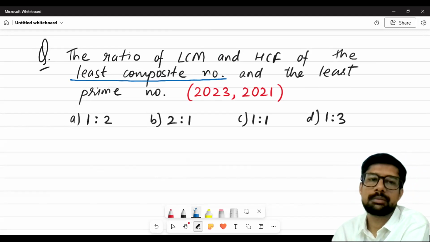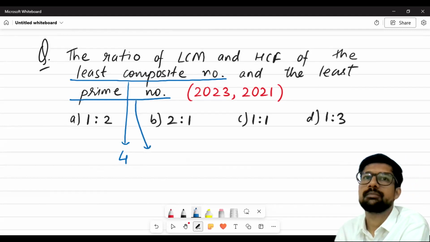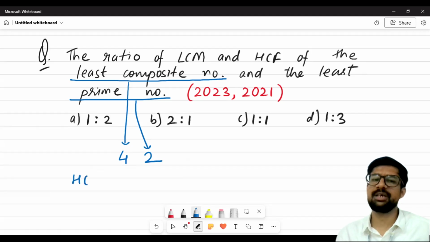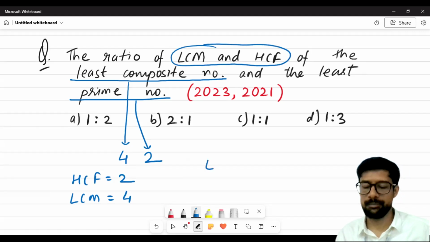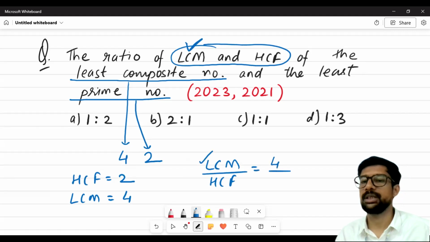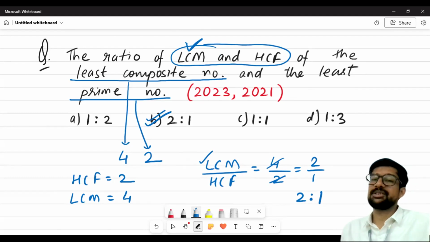Least composite number was 4 again and the least prime number 2, बस यार that's it. अब 4 और 2 का HCF कितना आएगा, 2 आएगा. 4 और 2 का LCM कितना आएगा, 4 आएगा. और हमें LCM और HCF का रेशियो लेना था, यानी ऊपर LCM और नीचे HCF, जो पहले लिखा हो वो न्यूमरेटर में रहेगा. तो LCM कितना है 4, HCF कितना है 2, रेशियो कितना क्रिएट हो गया, 2:1. दैट्स इट.